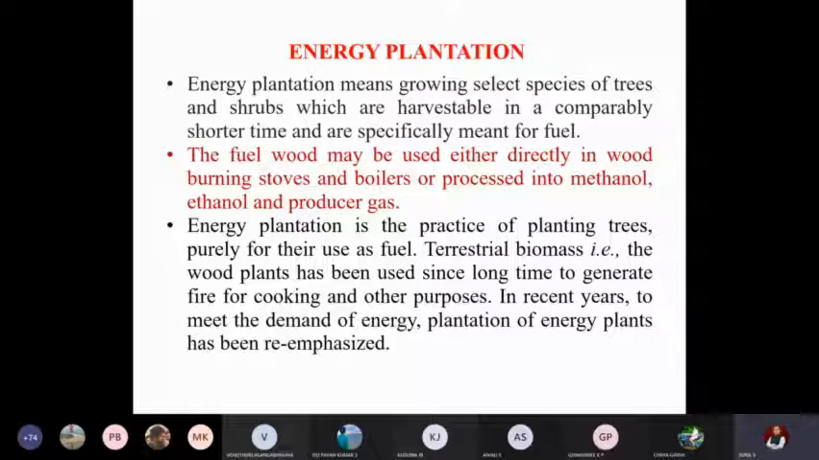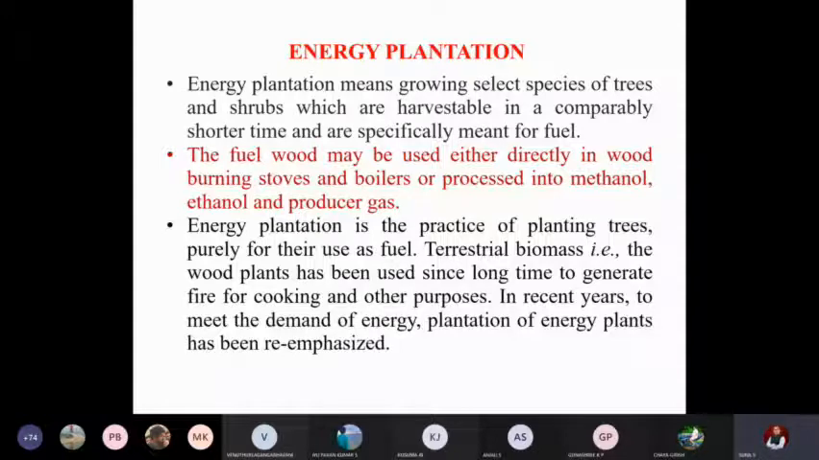Wood from plants has been used for a long time to generate fire for cooking and other purposes. In recent years, to meet the demand for energy, plantation of energy plants has been re-emphasized. Again, this concept is becoming popular. It has 2 advantages. Usually, they are grown in the outskirts, on barren lands, and these plantation trees are selected such that they require a very small quantity of water.